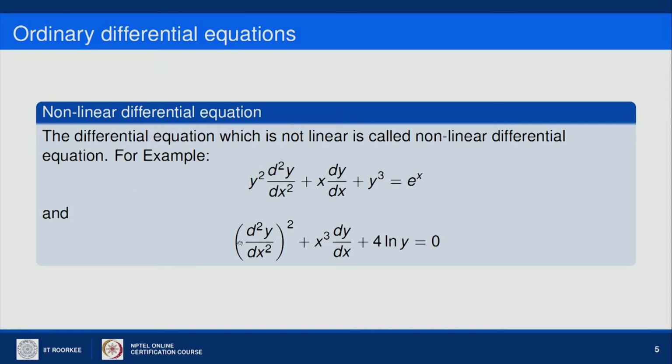Furthermore, if I take this particular equation, here I have y double prime square, and due to this term it is non-linear because I have a square term. And here 4 of log y again is not a linear term of the dependent variable, and hence this is a non-linear term. So, due to these two terms it is non-linear.